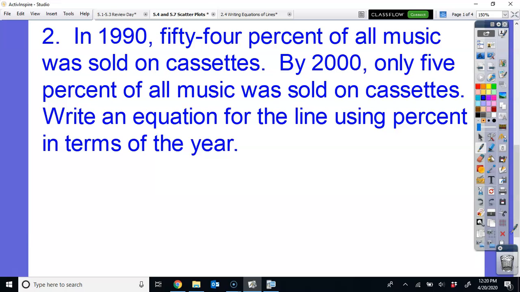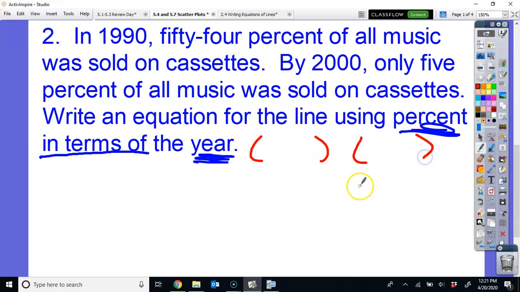In 1990, 54% of all music was sold on cassettes. By 2000, only 5% of all music was sold on cassettes. You guys probably don't even know what a cassette is, but write an equation for the line using percent in terms of the year. I told you about this little phrase earlier in the school year, earlier in the classes too. When you have in terms of, the Y value is typically before that, and the X value is typically after that.